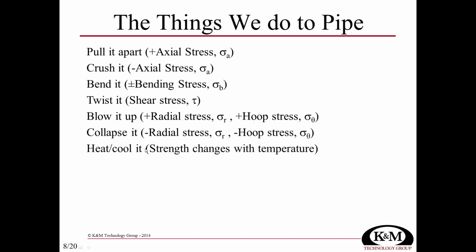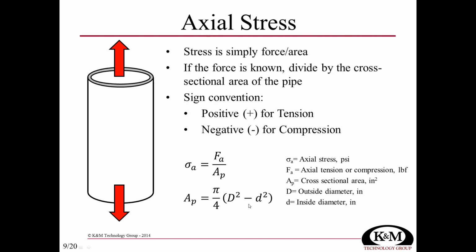The other thing we do to the pipe that doesn't in itself necessarily cause the pipe to fail, but indirectly, heating and cooling the pipe can cause changes. And in particular, when we get the pipe real hot, that tends to reduce its tensile strength, reduce its minimum yield strength, and it also changes the modulus of elasticity. Depending on the material, those changes can be significant or they can be relatively minor. So axial stress, just simply the load divided by the cross-sectional area of the pipe. Pretty simple equations. The sign convention is positive for tension, negative for compression. And those are the basic equations that we use.